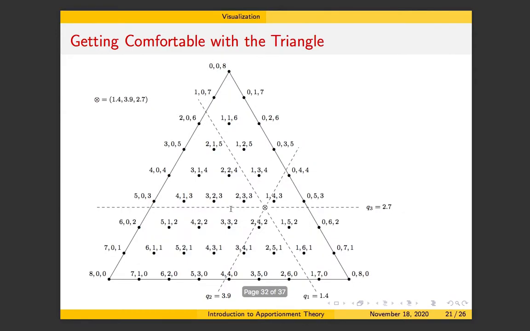This point here, 1.4, 3.9, 2.7. So Hamilton would round down, so 1, 3, 2. So that's a total of 6. So there are 2 left over. So this would get boosted to a 4. This gets boosted to a 3. So 1, 4, 3 is the point. This point here would flow to this integer point right here.